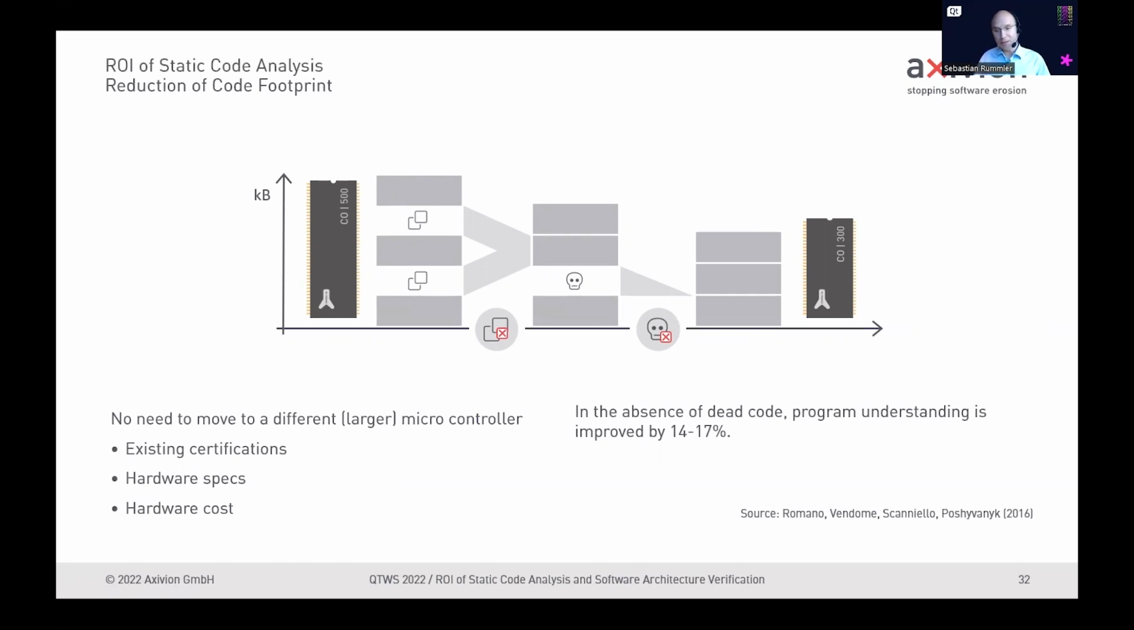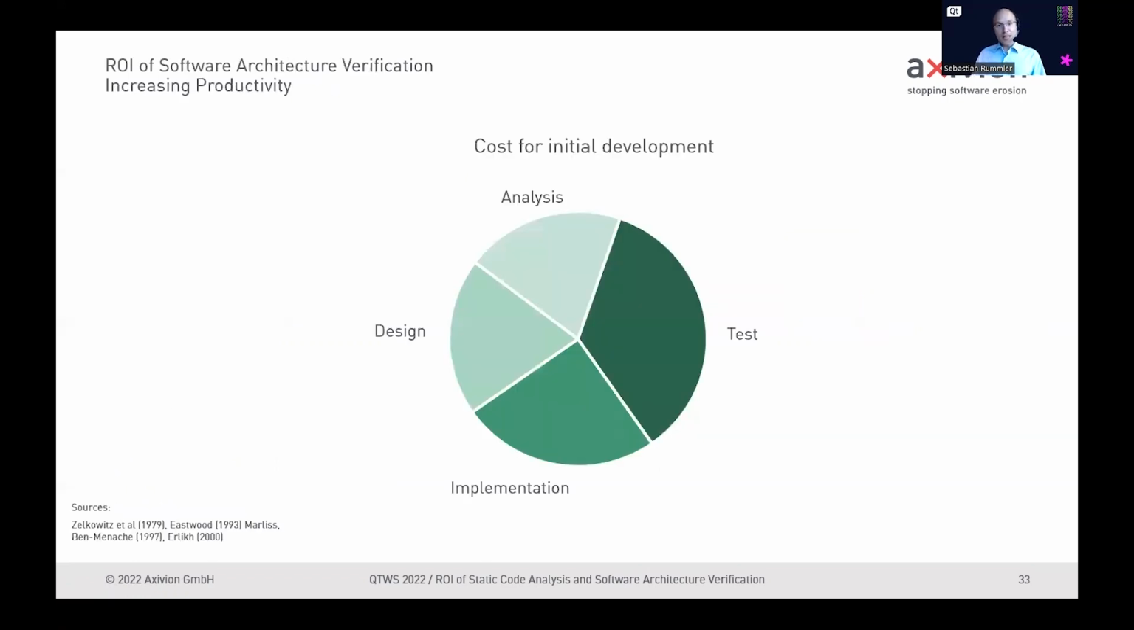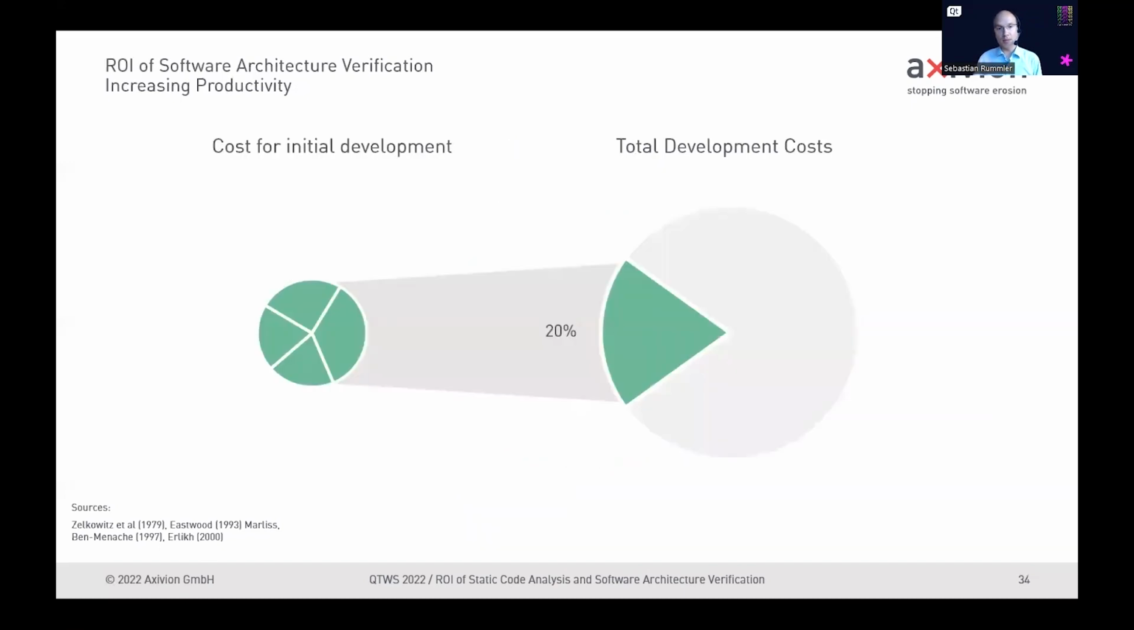Now let me come to architecture verification, where the return on investment is even higher. If you look at the cost for software development, you have analysis, design, implementation, and test. Then if you have projects that take a couple of years, then this only becomes a small amount of your total development cost in a project. So up to 20%.